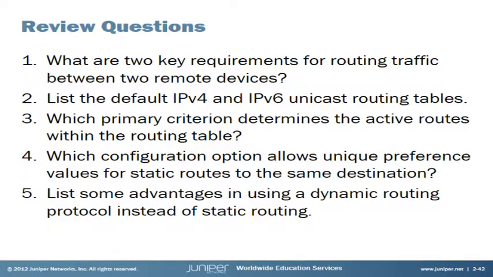And which configuration option allows unique preference values for a static route to the same destination? So that means I've got two next hops for the same route. What was the particular configuration option that allows me to put a different preference on one of those? Qualified next hop, exactly. Yep.